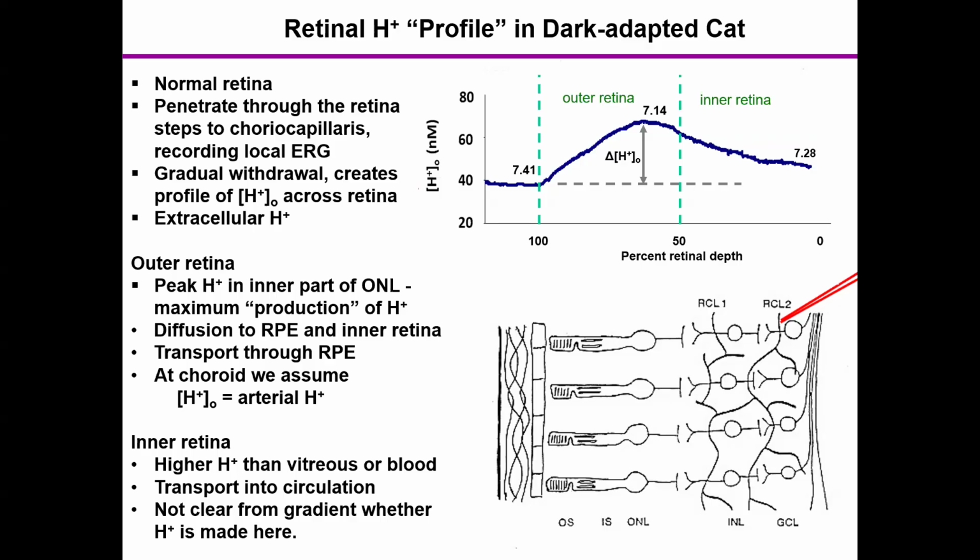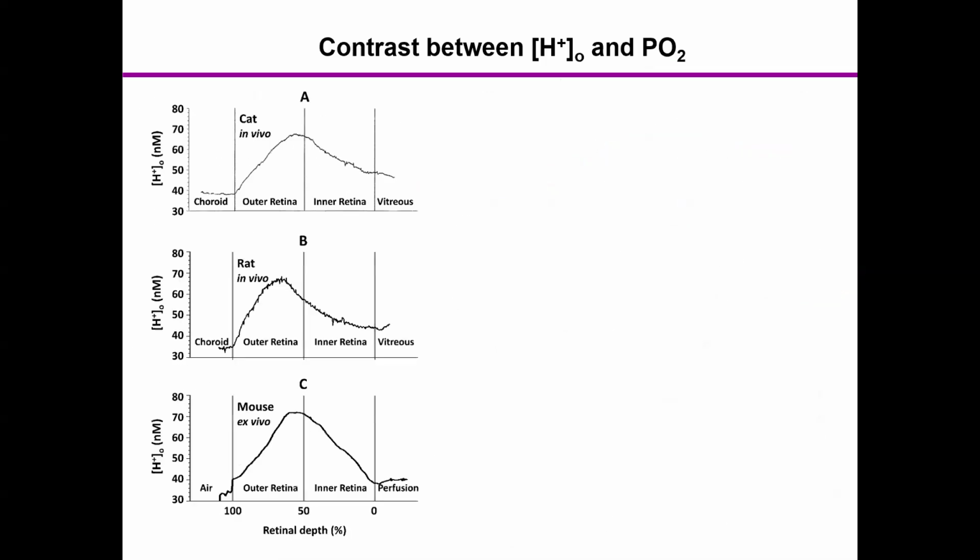And while it's clear that hydrogen ion must be manufactured in the outer retina, we can't really tell whether hydrogen ion is produced in the inner retina or whether it's just higher because it's diffusing from the outer retina. So I'll have more to say about that. So these are profiles through a cat and a rat. Those are both in vivo.